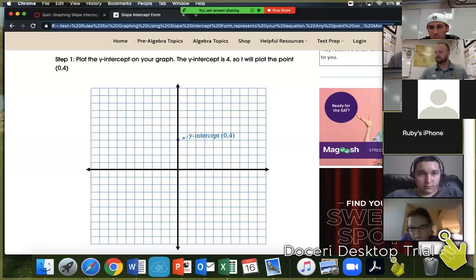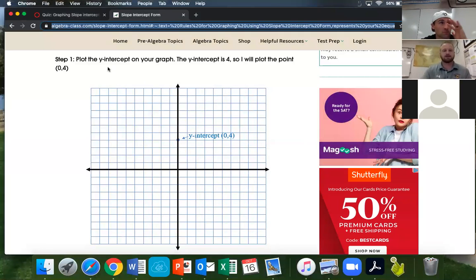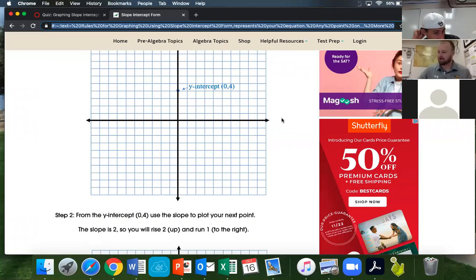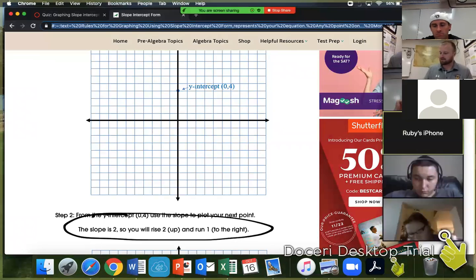This one, we're starting at 0, 4. That's not what the question is asking us. It is asking us, what is the new plot after we use the slope? Well, they're going to give you the fact that the slope is 2. So you will rise 2 and run 1. What we have to do is move the plot and see where it goes. If we know the slope is 2, which is rise over run, 2 over 1, I went up 2 because that's the rise, and 1 is the run.